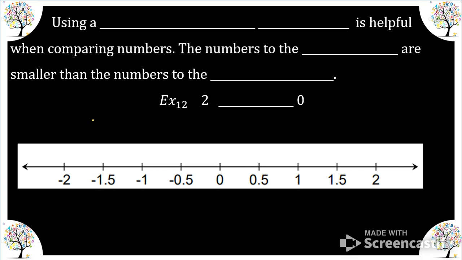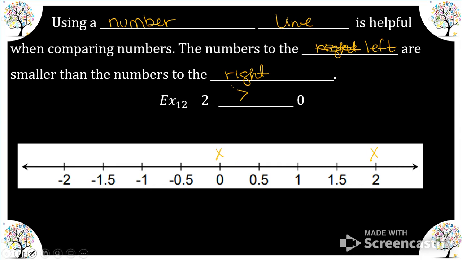Okay, using a number line is helpful when comparing numbers. Having that visual is very helpful when comparing the numbers. Remember, the numbers to the left are smaller than the numbers to the right. So if we have 2 and we're comparing it to 0, 2 is to the right of 0, therefore 2 is greater than 0.